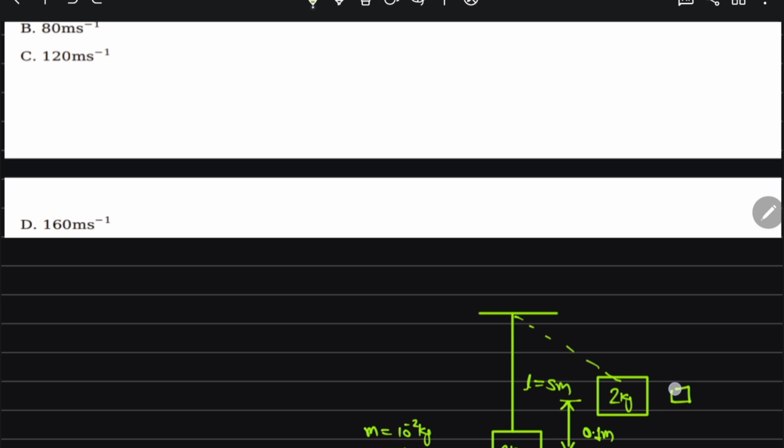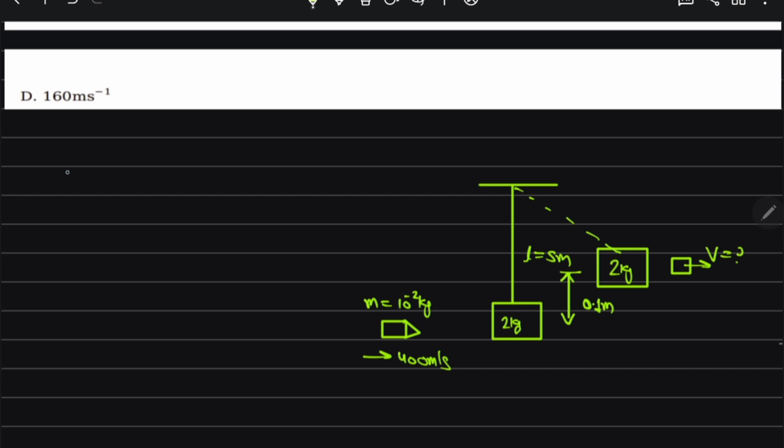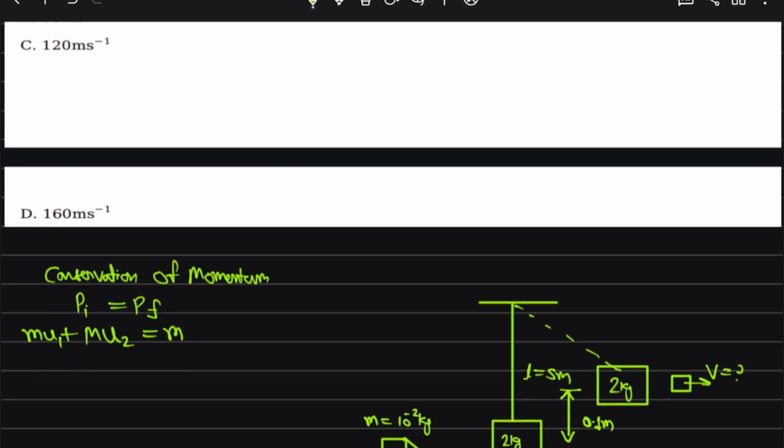And then after that, they are asking the speed of this bullet. What is the speed of this bullet? Right. So just apply conservation of momentum. That is P initial equal to P final. M U1 plus M U2 is equal to M V1 plus M V2.